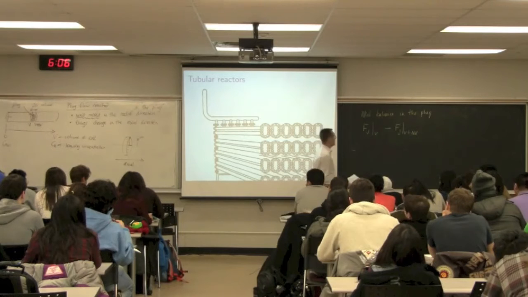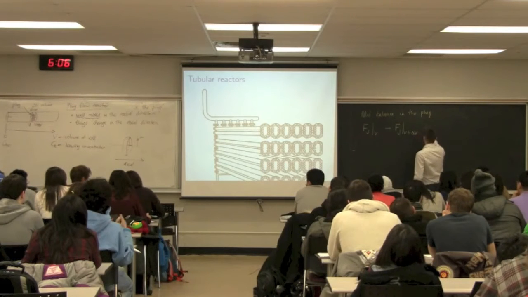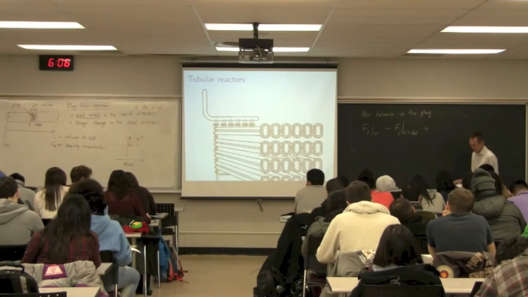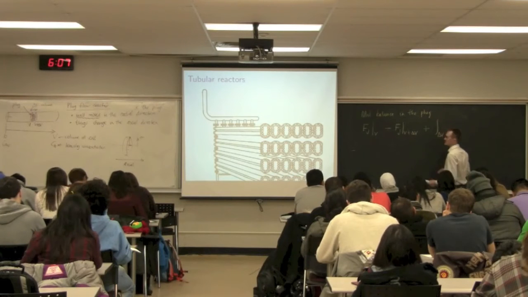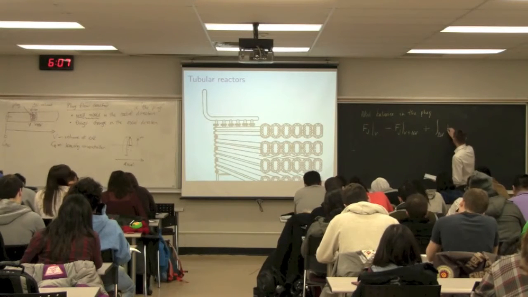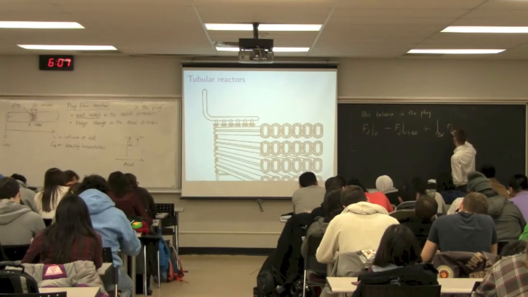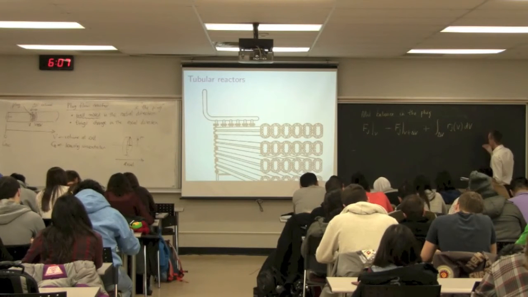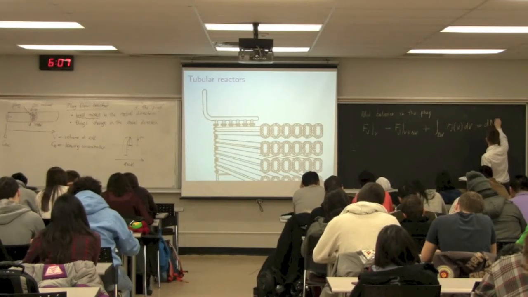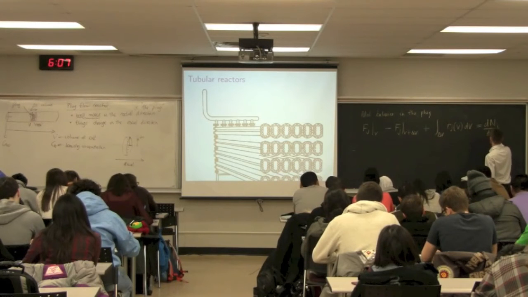Then I'm going to do the generated term within the plug. So what's being generated in the plug? Let's do the integral over delta V, the volume of the plug, times the rate of reaction in the plug, is equal to the accumulation in the plug. So dNj/dt.